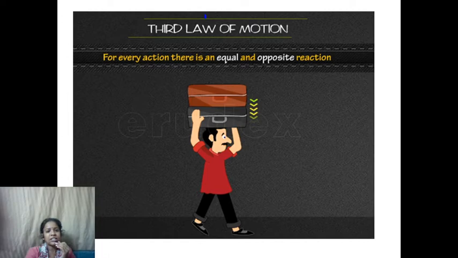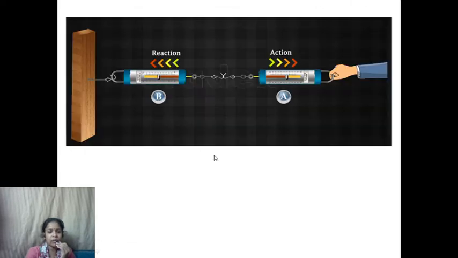Now here you see this case. This man is holding two suitcases on top of his head. The weight of these two suitcases acts on the man, pushing the man downward, that is the action. And as a reaction, a force acts on the suitcases. The suitcase is not falling down because there is a normal reaction on the suitcase from the man. So the reaction is taking place on the suitcase and the action is taking place on the man holding the suitcase.